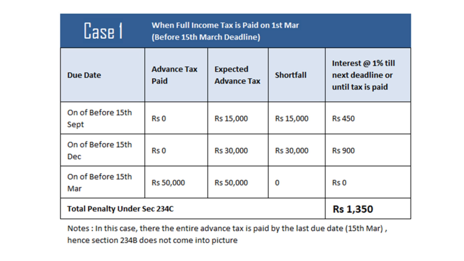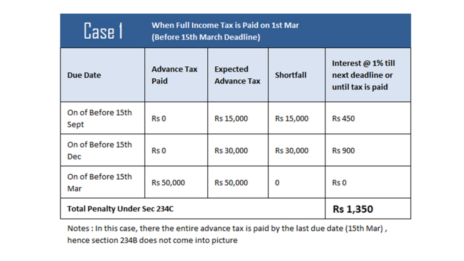Now before 15th of March he pays his full income tax, which is on 1st March he pays it. So advance tax paid is 50,000 and expected advance tax was anyways 100% of his tax. So there is no shortfall and hence no further interest. So if you add all these three numbers, it is 1,350. So this is the additional penalty he will have to pay along with his income tax of 50,000 rupees. Okay, this was the first case.